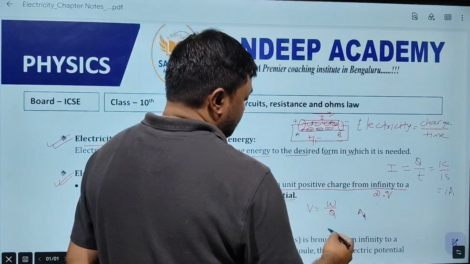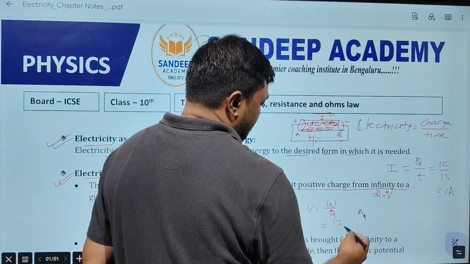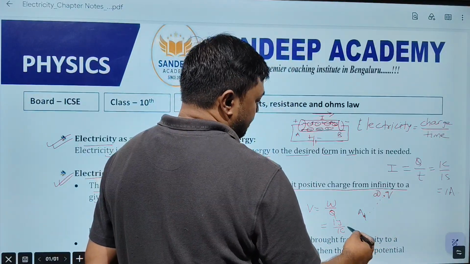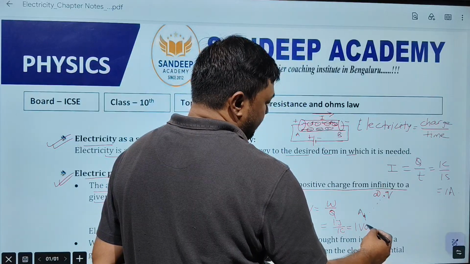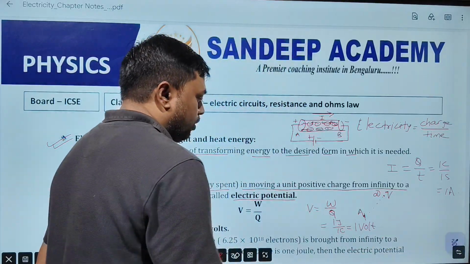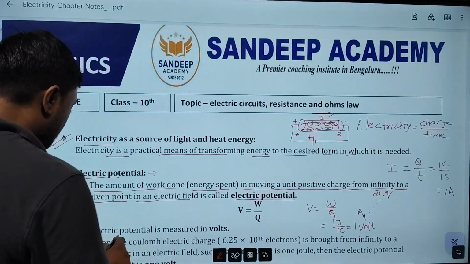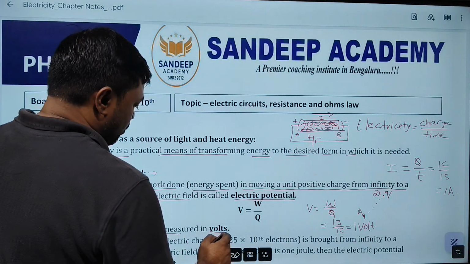So if 1 joule of work is done to bring 1 coulomb of charge from infinity to a point, then potential is said to be 1 volt. So SI unit of electric potential is what? A volt. So electric potential is measured in volts.